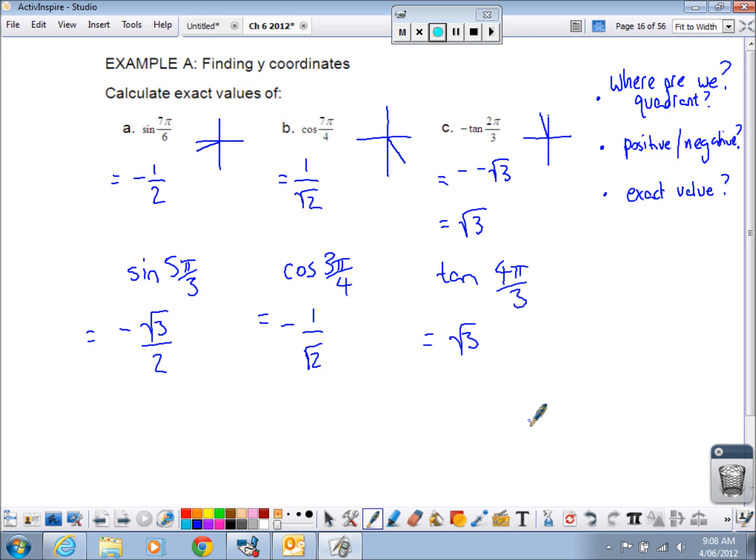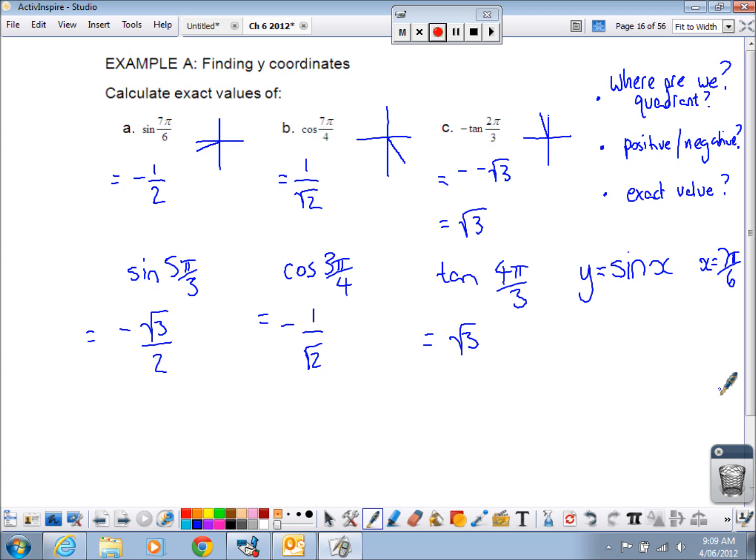The instruction at the top said finding y coordinates. So if we're looking, for example, at the graph of sine x, I'm going to just consider sine x for a minute, where y equals sine x. Well, sine of 7 pi on 6 means that we've substituted x equals 7 pi on 6 into that equation. So where x equals 7 pi on 6. Okay, so now it's important to make the connection between what we've been doing using algebra and the graph.